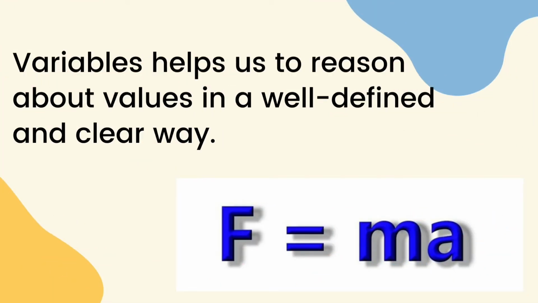Variables help us to reason about values in a well-defined and clear way. If you have a question why: because if we use variables, we eliminate some of the words of representation and limit the use of many words in forming a calculation. For example, here the formula for getting force is represented by variables, using F for force, M for mass, and A for acceleration.